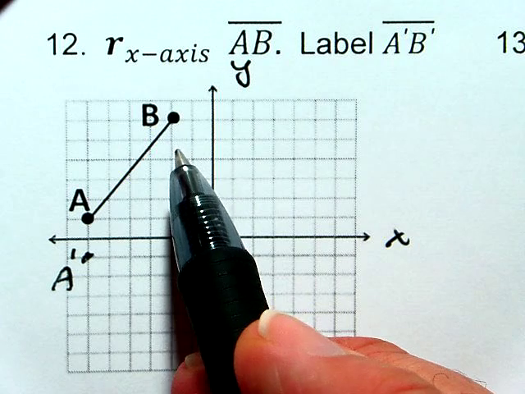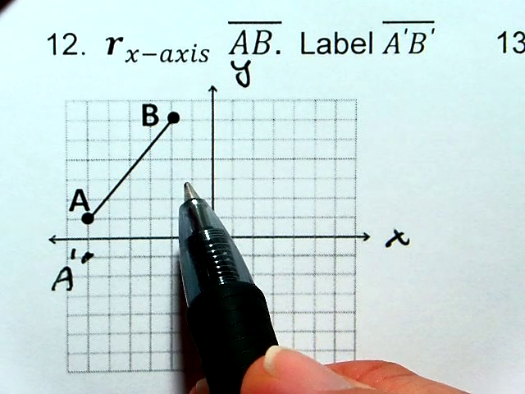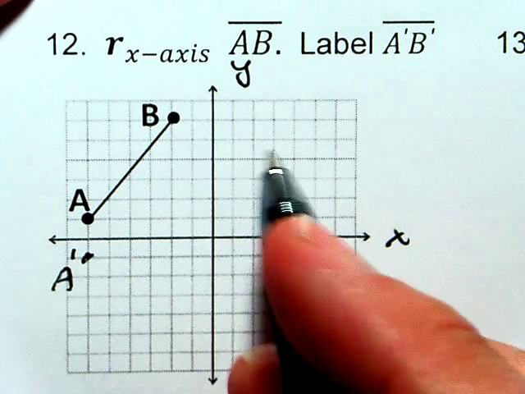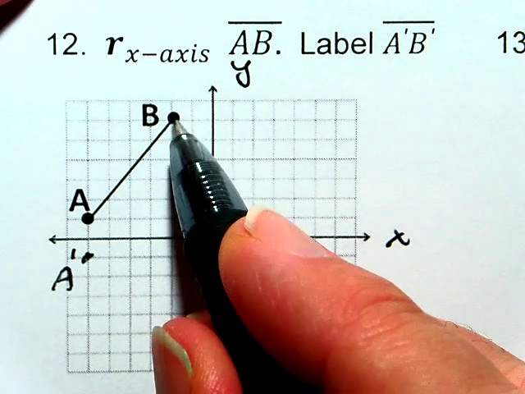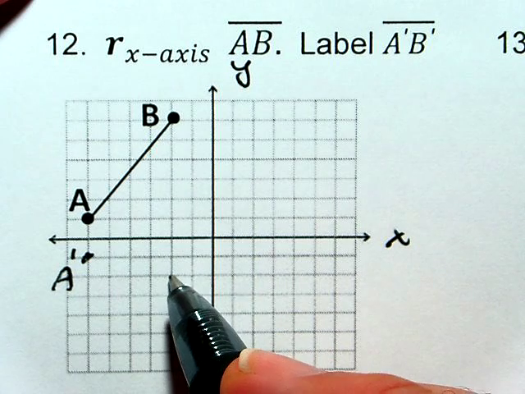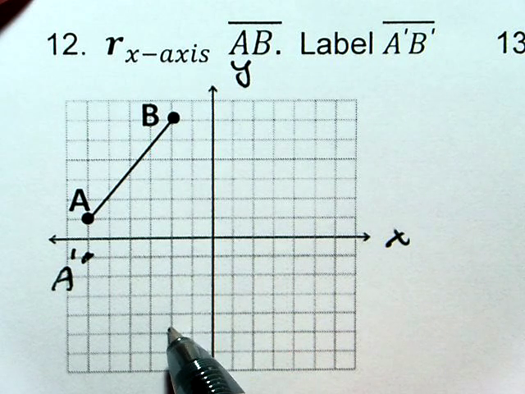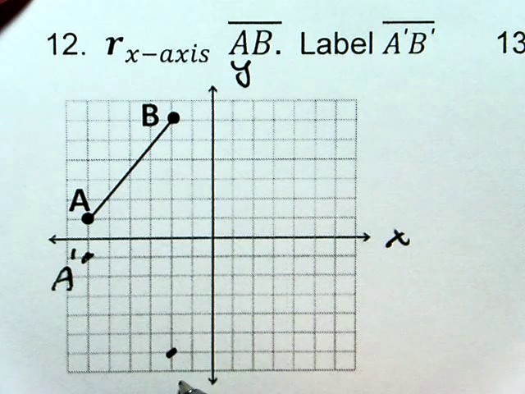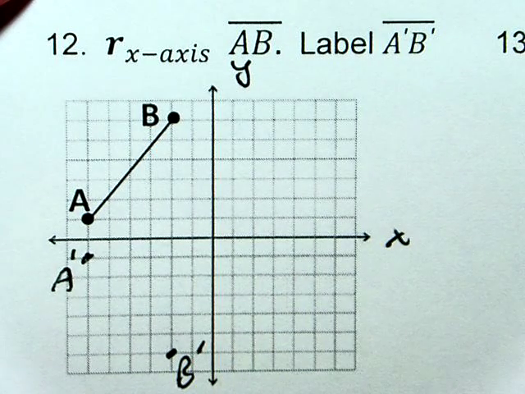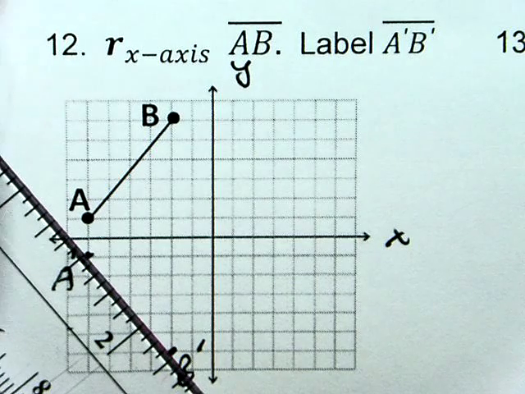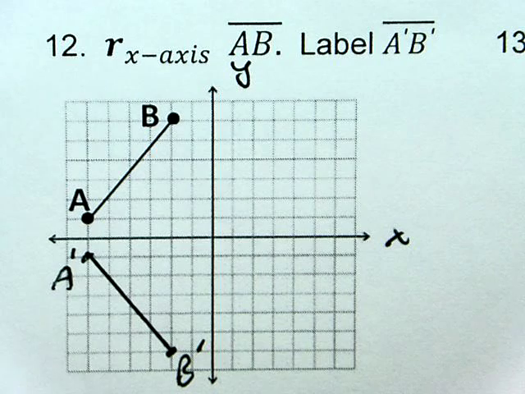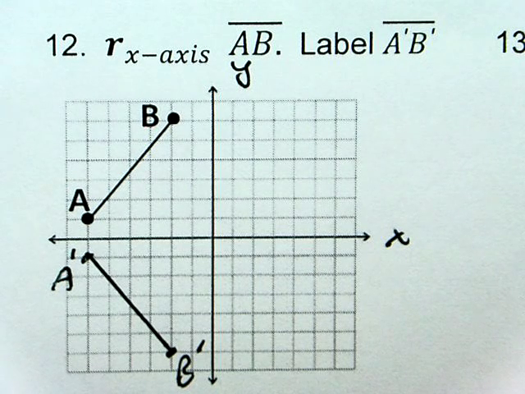Point A prime is going to be one below the x-axis. We're reflecting across the x-axis. Point B is 1, 2, 3, 4, 5, 6 above the x-axis, so point B prime is going to be 6 below the x-axis, directly underneath B. 1, 2, 3, 4, 5, 6. This would be B prime. And we can now connect the dots to form line segment A prime B prime. So that is that answer. We've labeled A'B', that is the reflection of line segment AB across the x-axis.